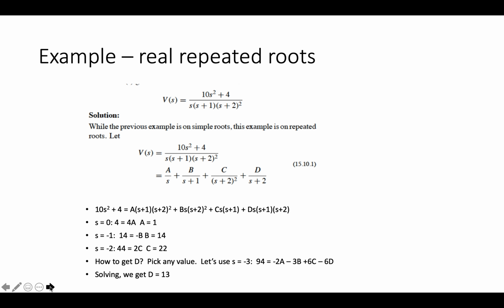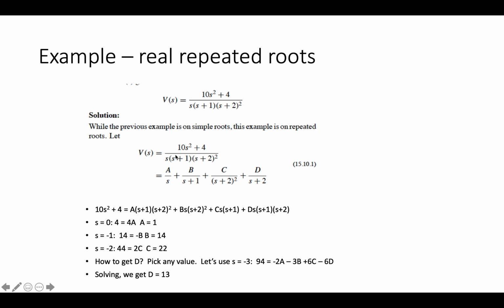All right, so the next thing to look at is an example of real repeated roots. So in this case, we have a numerator, and the only reason to look at the numerator is to make sure that its order is lower than the denominator. So I have a denominator of order 4, a numerator of order 2, so I'm fine to use partial fraction expansion. So here's what I was talking about in the earlier video, where we have a second order pole.